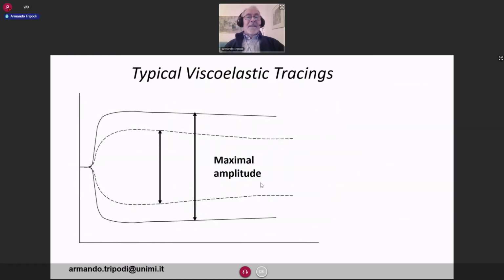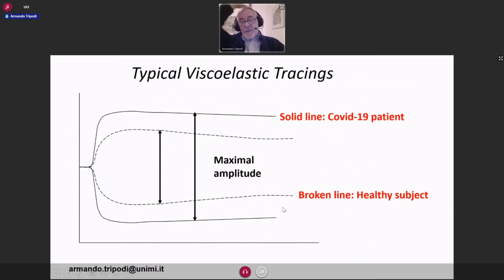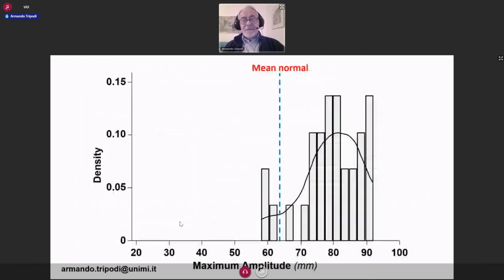Now, you see here two typical viscoelastic tracings we found in our patient population. The solid line here represents the tracing from a COVID-19 patient, and the broken line here represents the tracing of a healthy subject. So you can see that the maximal amplitude of the clot formation is much higher in patients with COVID-19 than in the healthy subject, and this denotes hypercoagulability in these patients.